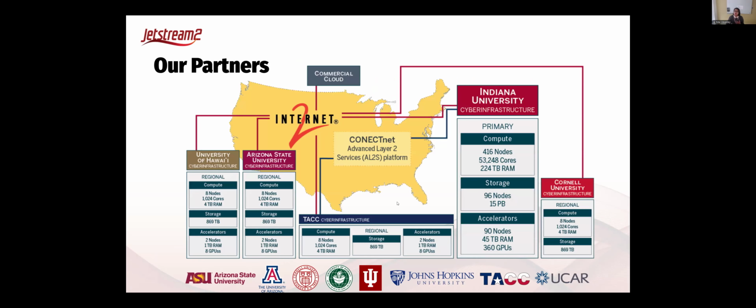So as Ben mentioned, Jetstream 2 is a research cloud service, and the primary cloud is located here at Indiana University in our data center. But as you can see, we also consist of some regional clouds that are invite only, and that includes University of Hawaii, Arizona State University, the Texas Advanced Computing Center, and Cornell as well.